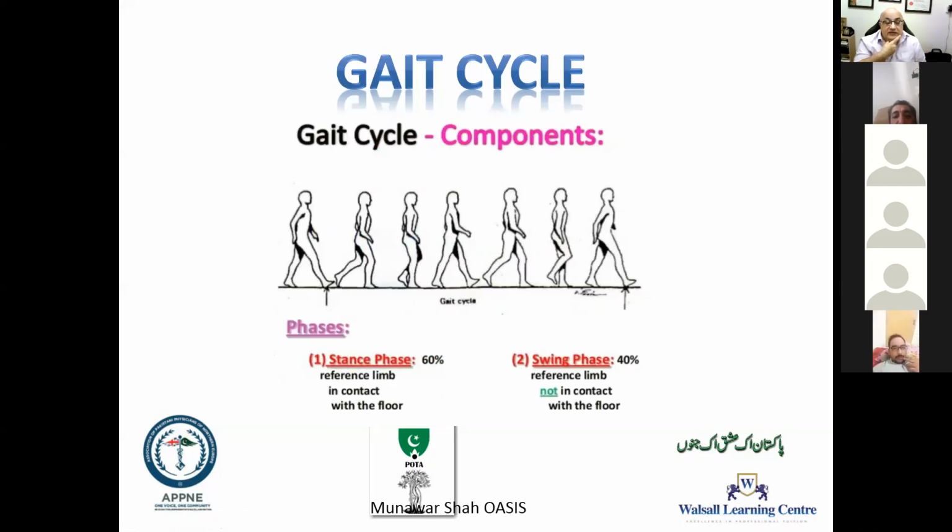So we have already done this, but I'm repeating this again and again so you remember. Stance phase 60% and swing phase 40%. In the stance phase, the limb you're looking at is in contact with the floor. In the swing phase, the limb you're looking at is not in contact with the floor. If we're talking about the right limb, the stance phase and swing phase are of the right limb, not the left limb. We're only looking at one limb. When that limb is in contact with the floor, it's a stance phase. When it's not in contact with the floor, it's a swing phase.